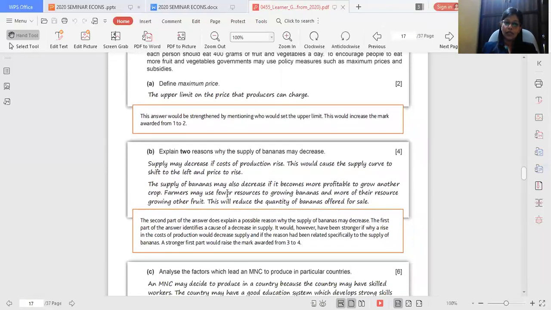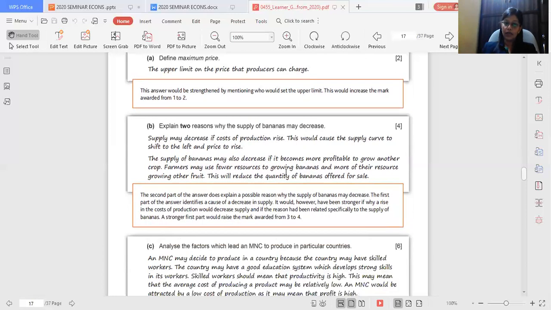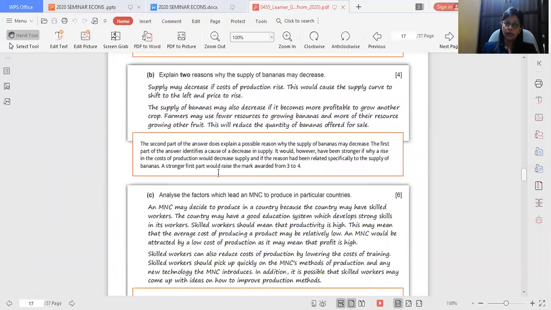Explain 2 reasons why the supply of bananas may decrease. They said supply may decrease if cost of production rises. This would cause the supply curve to shift to the left and the price to rise. The supply of bananas may also decrease if it becomes more profitable to grow another crop. Farmers may use fewer resources to grow bananas and more of their resources growing other fruits. This will reduce the quantity of bananas offered for sale. What will be their comment? The second part of the answer does explain a possible reason why the supply of bananas may decrease.